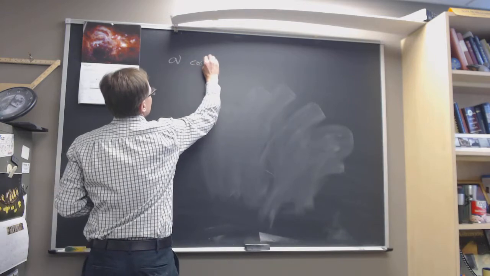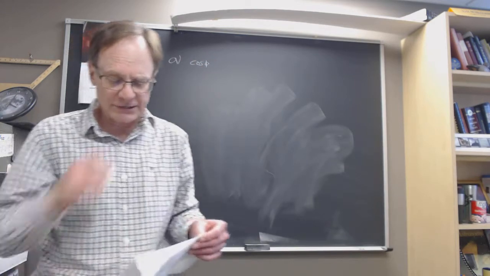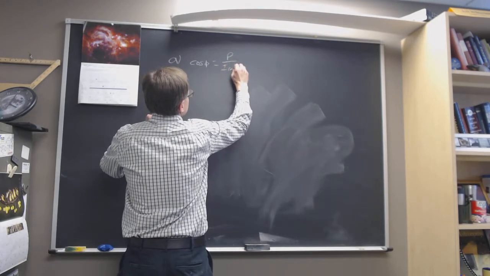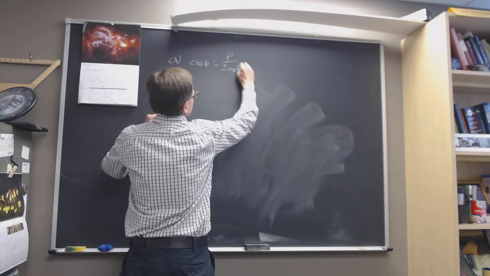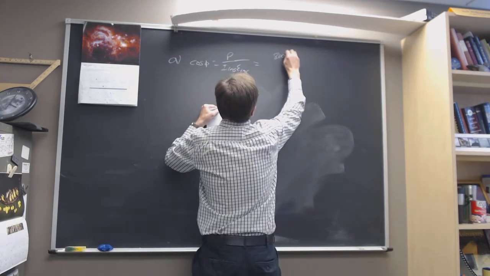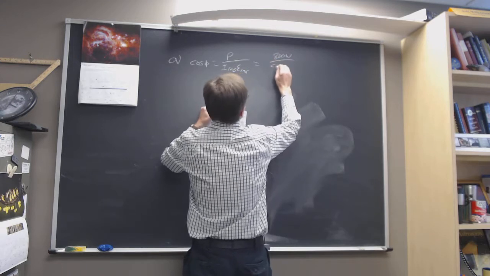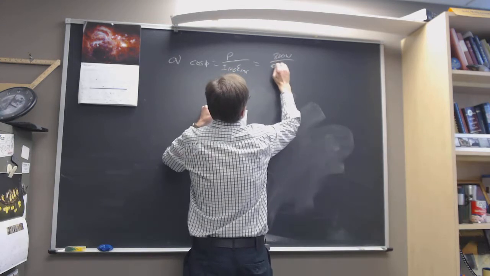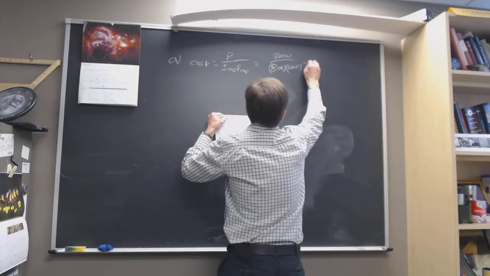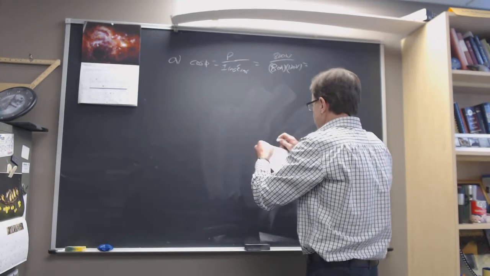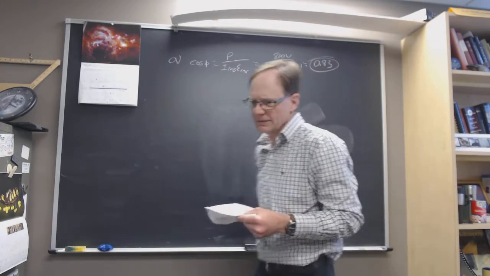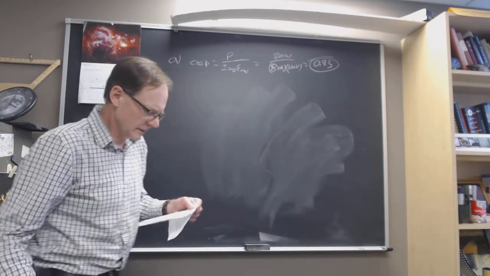And we're just going to say cosine of phi, that power factor, is equal to P over I RMS times the driver voltage RMS, which is equal to 800 watts over 8 amps times 120 volts. That is going to be 0.83. So that's the cosine of the angle there.